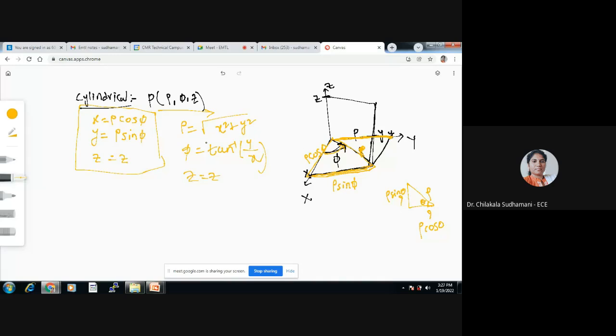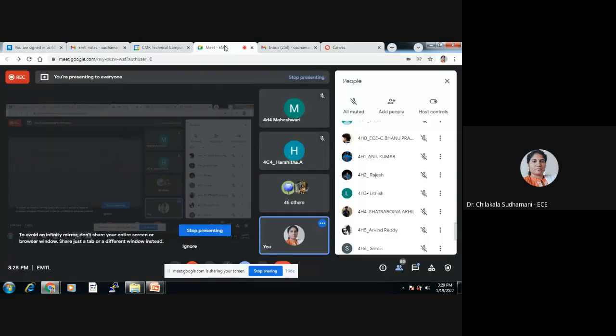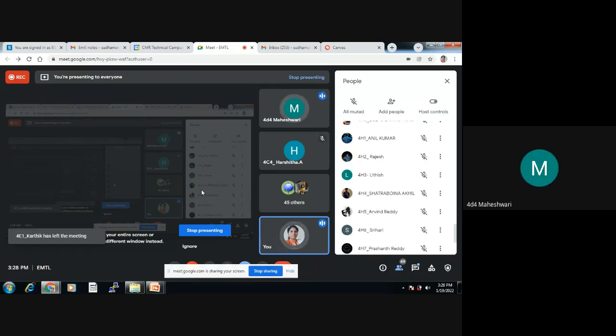In a cylindrical coordinate system, copy this much. Tomorrow you will see how to measure the length, surface area and volume in the cylindrical system, and also the next one is spherical. Those two we will see in the next class. Any doubts till now, ma'am? No, ma'am. Okay.